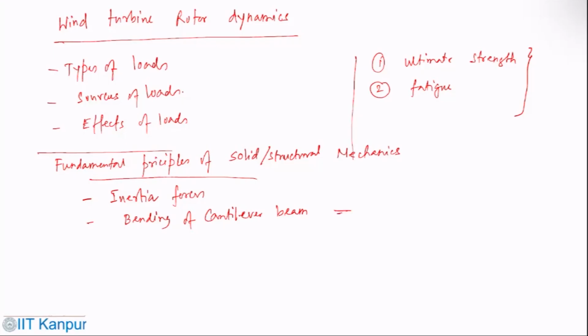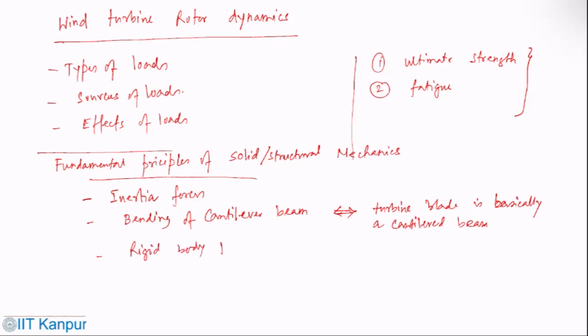Why is this important? Because the blade is basically a cantilevered beam. So that is what we have discussed. And then we looked at the bending moment, the equation of the bending moment, then the maximum stress, all estimated from there.